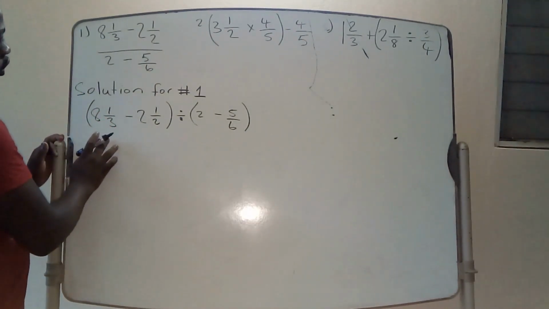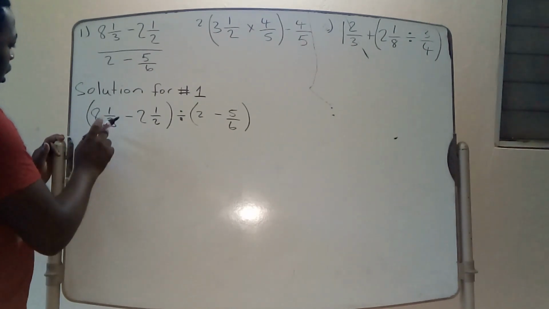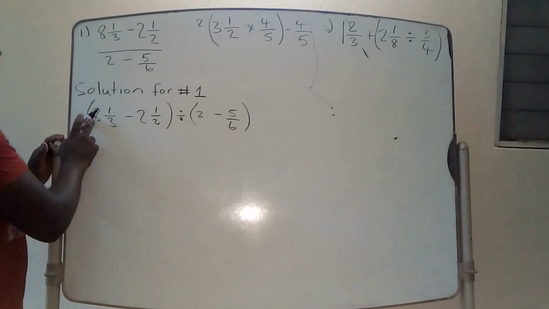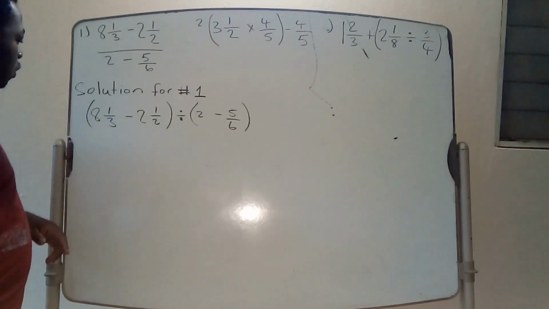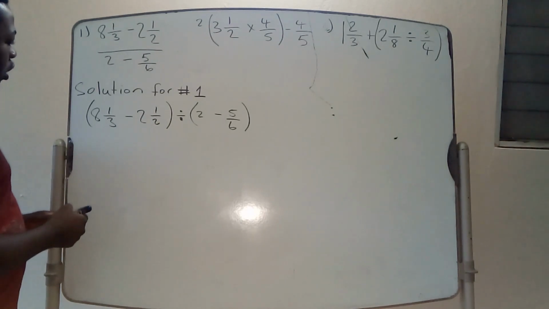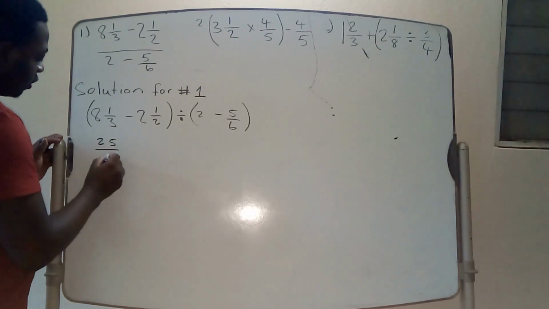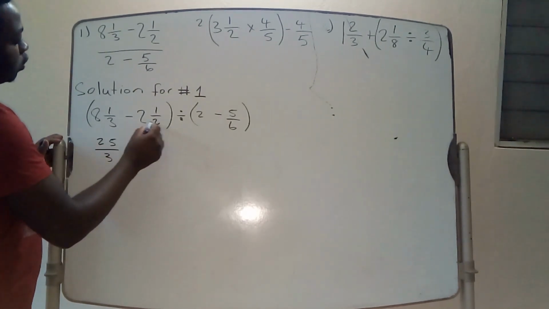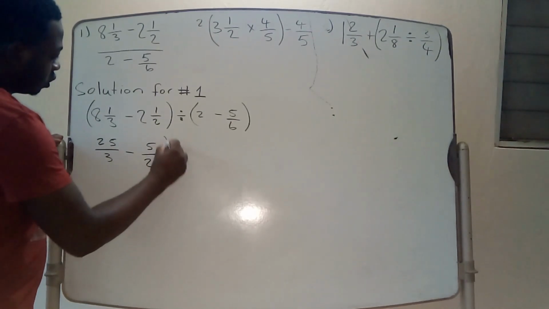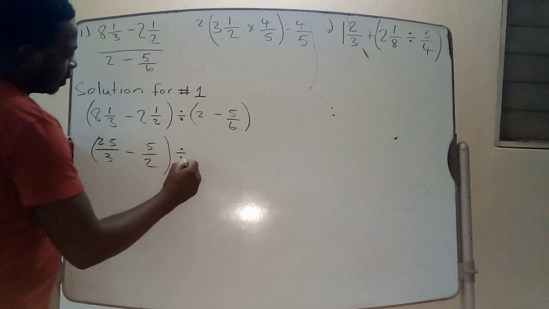Now what we're going to do is to convert all mixed numbers to improper fractions. And how we do that is to take the denominator, multiply the whole number, and to the result we add the numerator. So 3 times 8, that's going to be 24, plus 1, that's going to be 25. So that's going to be 25 over 3 minus 2 times 2, that's 4, plus 1, that's 5 over 2. Remember your bracket. Put back your division sign.